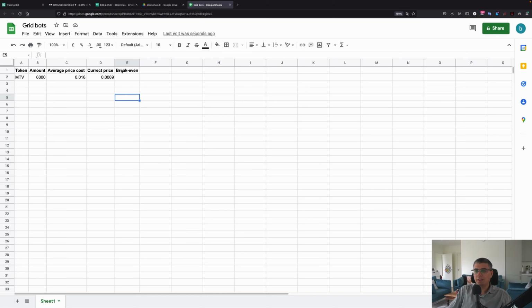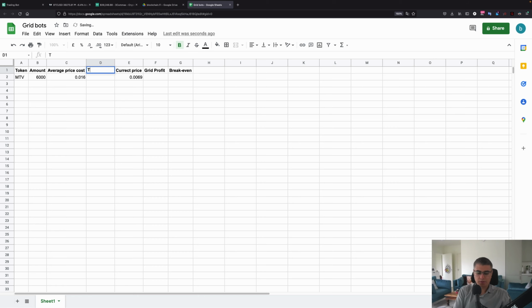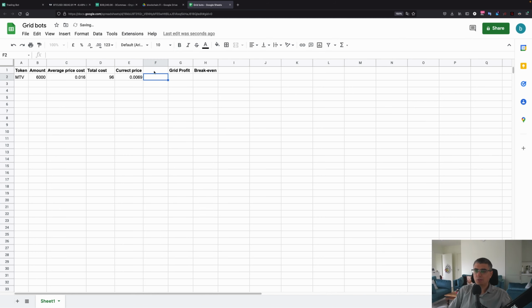And something else that I need here to find out when I become break even, I need to also include the grid profit, because that's what matters to me. I will calculate this break even from the value of the assets I still own plus the profits from the grid bot. Here I will have total cost. Let's say it cost me $96, and the current price, and to make it even easier, current value.